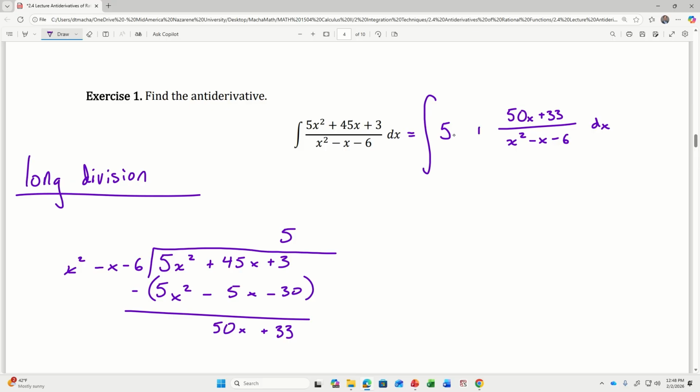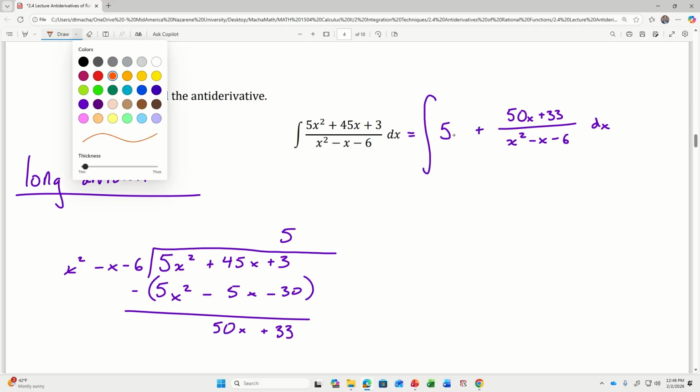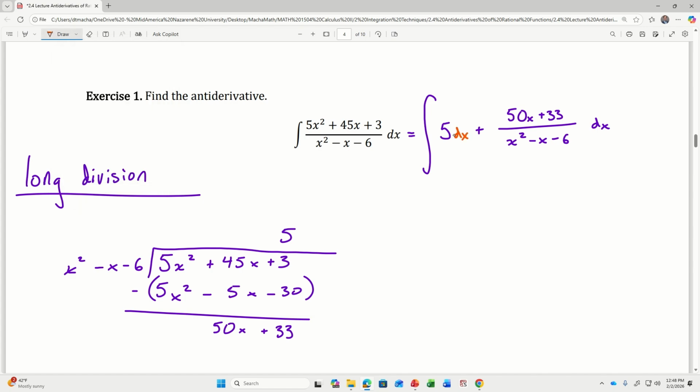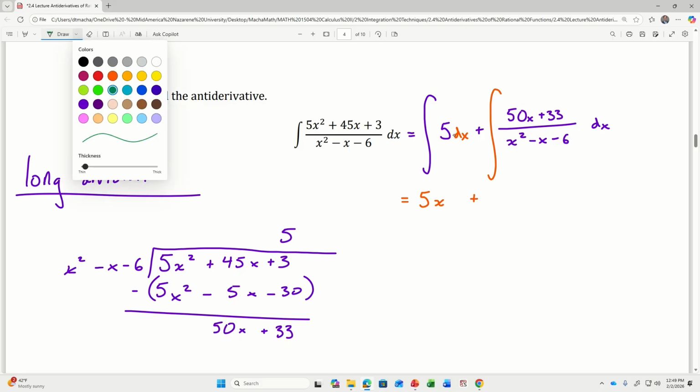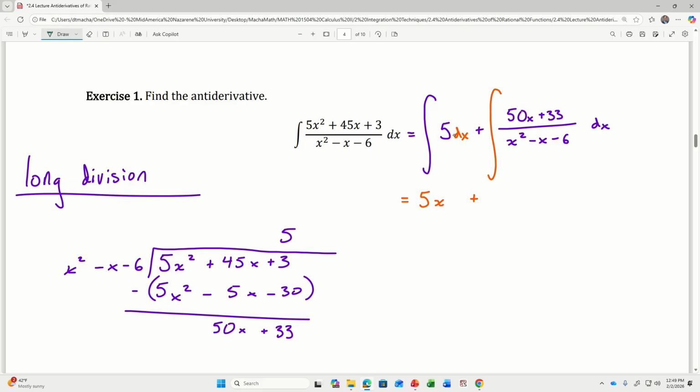Now I'm going to have a different strategy for taking these antiderivatives. So it makes sense to separate these using my antiderivative additivity. And in the first case, that's going to be 5x. Nice. And then the second one is going to require decomposition. Even though I now have a proper rational function, it's still not really in a good place where I want to try to do anything to it.